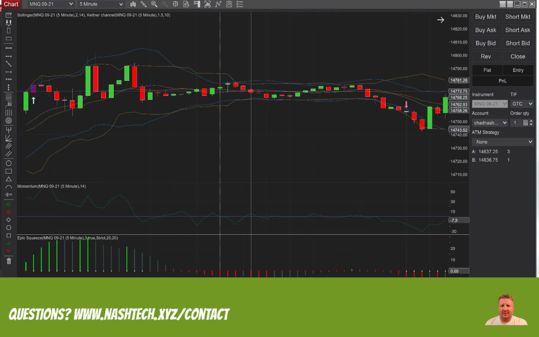You're in a squeeze here. So how do you know you're in a squeeze? You see the red dots down here, and this is Epic Squeeze. So when do you get out? When it expands out on both sides. First one over here.